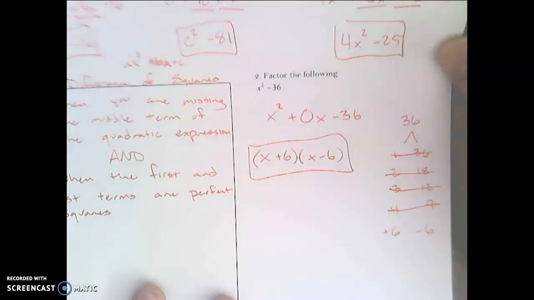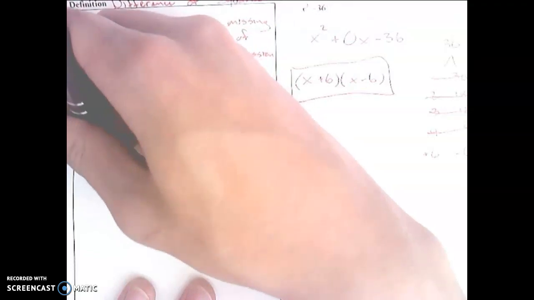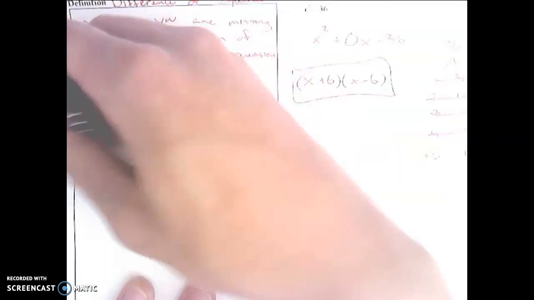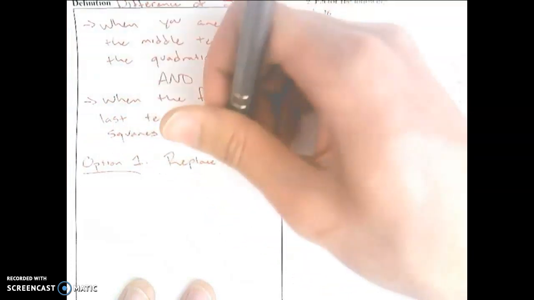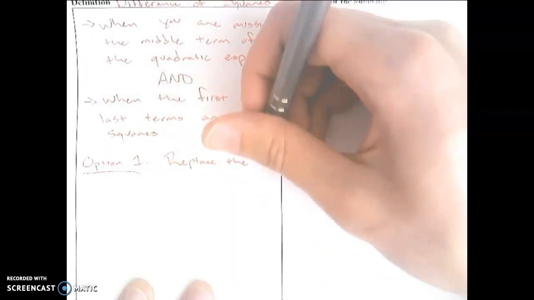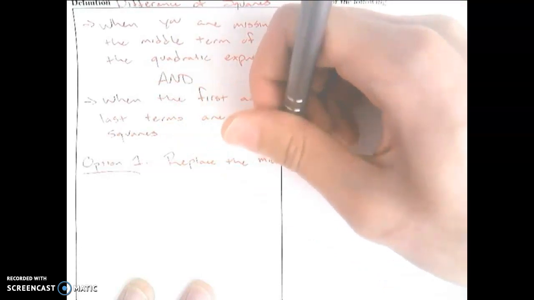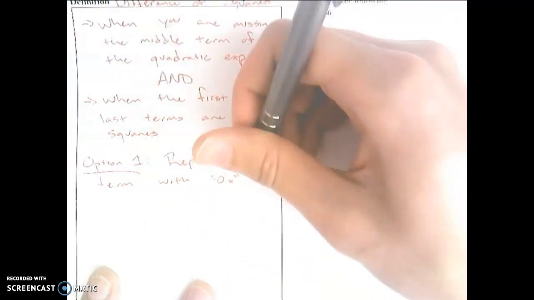So there are two options when factoring. So that's option 1, what we just did. So option 1 is we can replace the middle term with 0x and factor as usual.